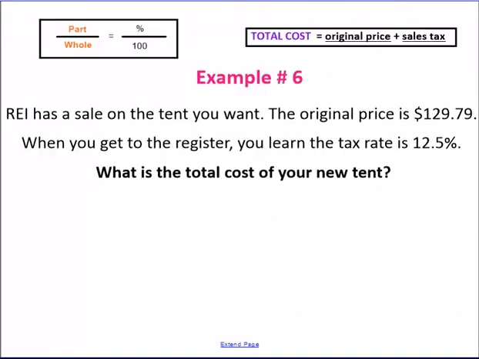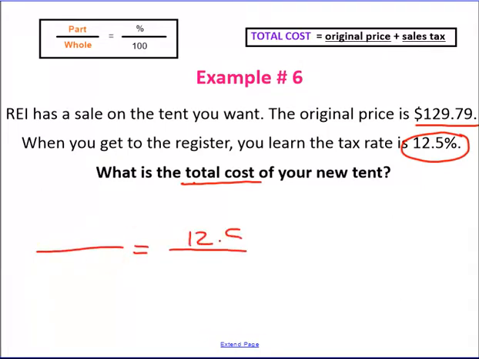All right, next question. REI has a sale on a tent that I want. The original price is $129.79. When I get to the register, I learn that the tax rate is 12.5%. What is the total cost of the new tent? I'm going to start off by making a proportion. 12.5% is my tax rate, always over 100. The price is $129.79, that's my whole, and I'm trying to find the part, which is the tax.